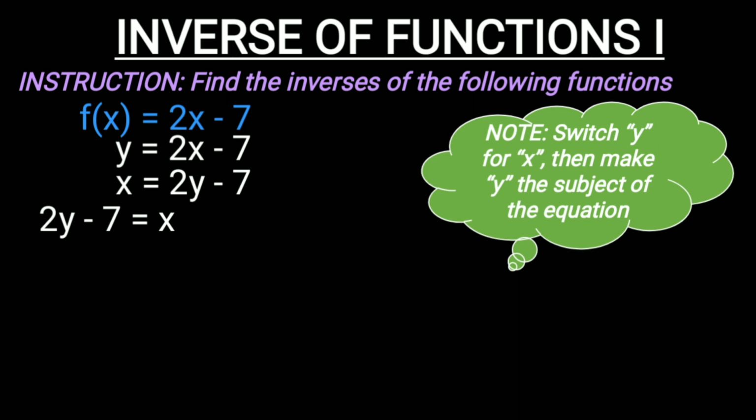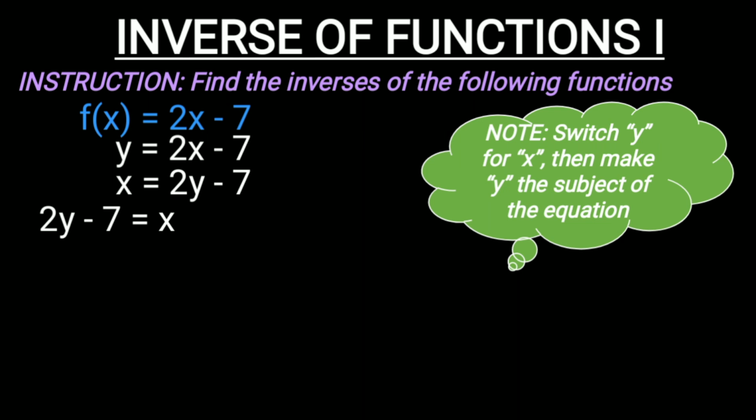But because I'm interested in making y the subject, I love to write 2y minus 7 on the left-hand side of the equation and move x to the right-hand side of the equation. So it's basically the same thing. But it's more comfortable when you have that on the left-hand side of the equation so that you can just make y the subject of the equation.